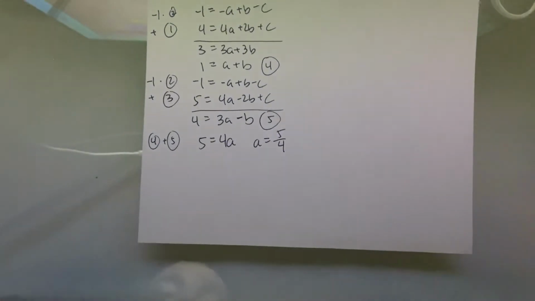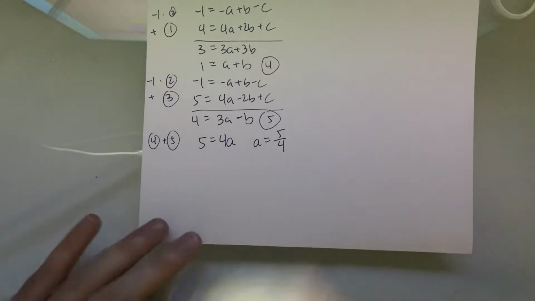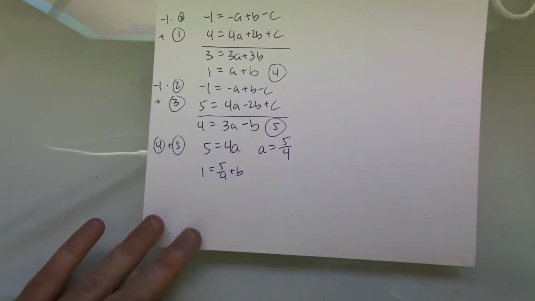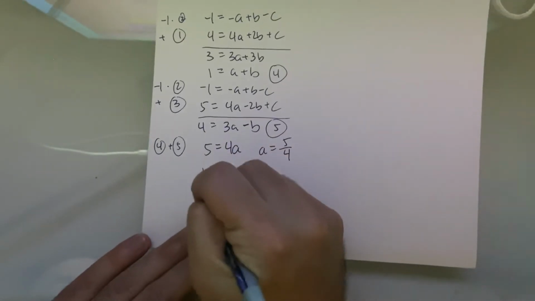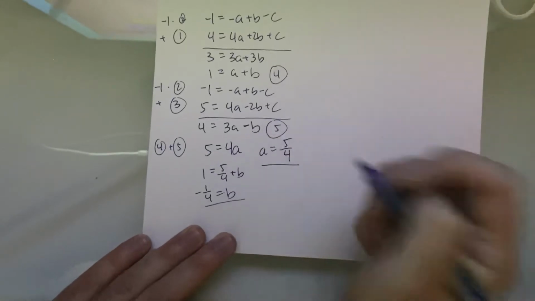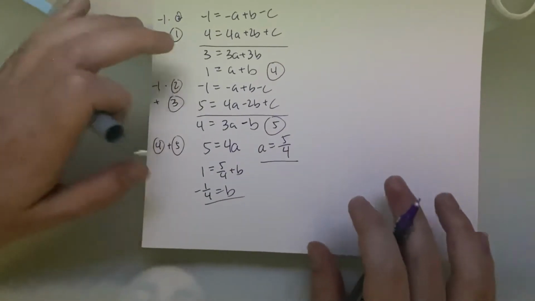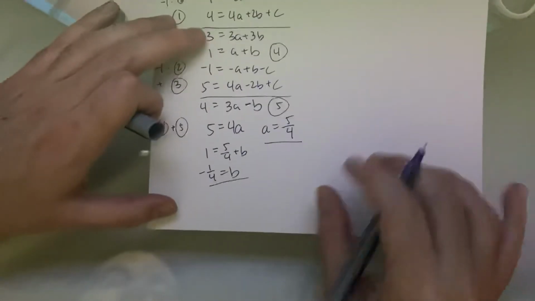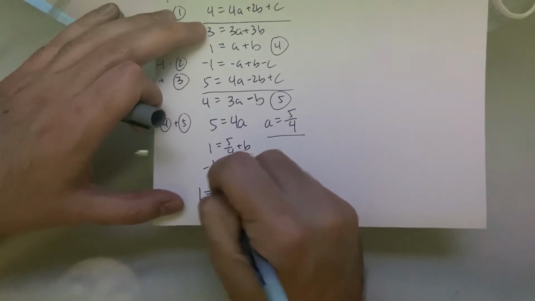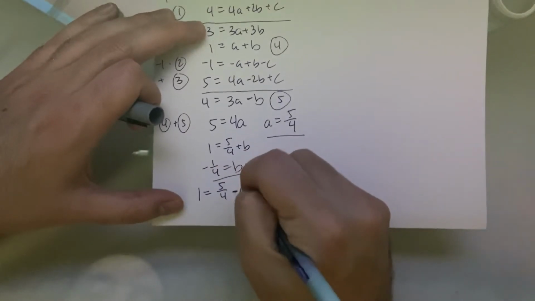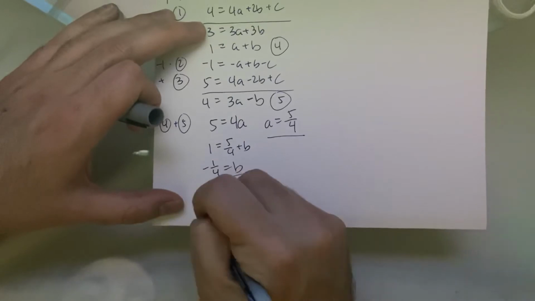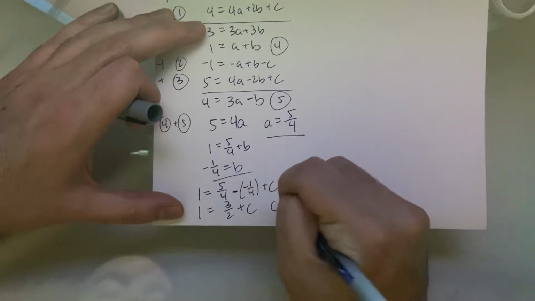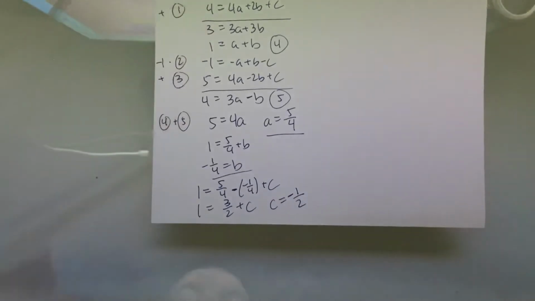Now what can we do with this? I can plug back in to get b. I know 1 equals 5/4 plus b. Subtract the 5/4, get -1/4 equals b. We can plug back in to find c. Any of the original equations works, and I'm going to pick 1 equals a minus b plus c. It's the easiest. So 1 equals 5/4 minus -1/4 plus c. So that's 1 equals 6/4, which is 3/2, plus c. Subtract 3/2, you get c is -1/2.